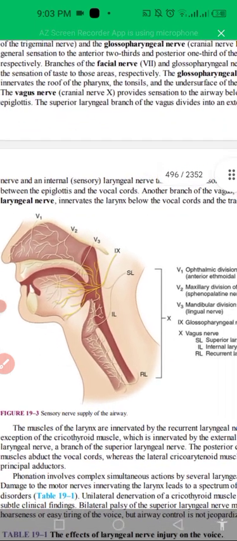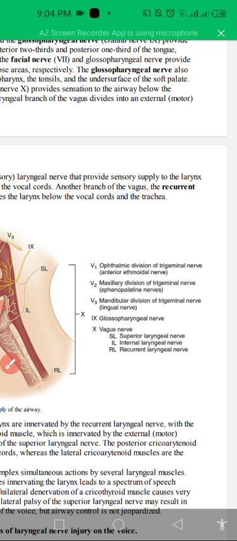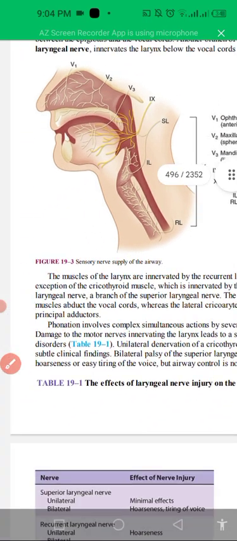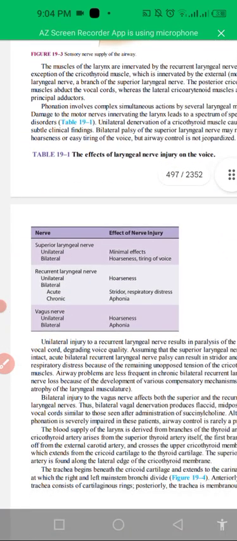As you can see, the innervation or nerve supply comes from the ophthalmic division, maxillary, mandibular, and also the glossopharyngeal nerve, with some vagus nerve supplying this area, the laryngeal portions.